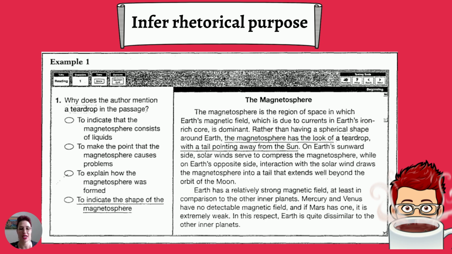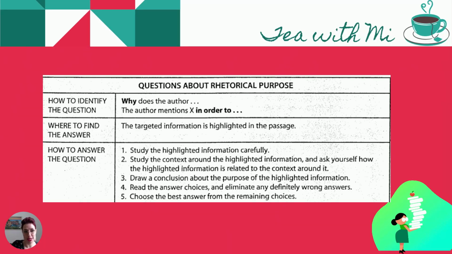So take a look here at this text example, the magnetosphere. Why does the author mention a teardrop in the passage? Because I'm indicating the shape of something. The teardrop here does not refer to the teardrop itself, but is to provide the reader an idea of the shape of the magnetosphere.